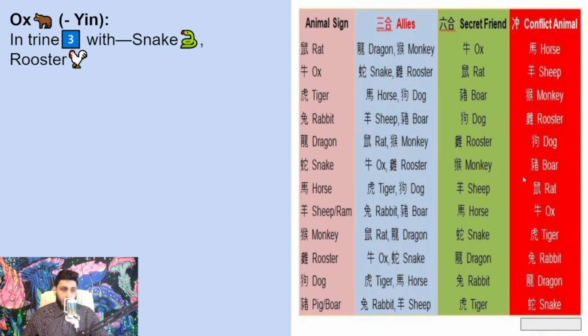Now, the ox, which is a negative yin, operates in a trine with the snake and the rooster. A trine is the three other animals that are in a trine with that animal. Everything operates in trines with the 12s, whether this is Eastern astrology or Western astrology with the elements. For Eastern, it's the animals that are operating in a trine. And if we look at this chart here as well, we can see that the allies here also represent the trine, but also the secret friend is what we know as the soulmate. This secret friend here is also the soulmate. And then also we have the conflict animal here as well that shows the exact enemy sign.